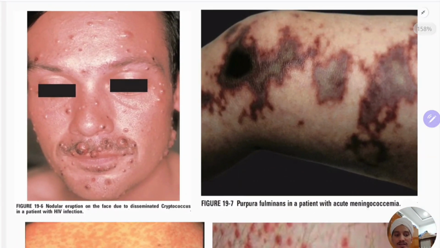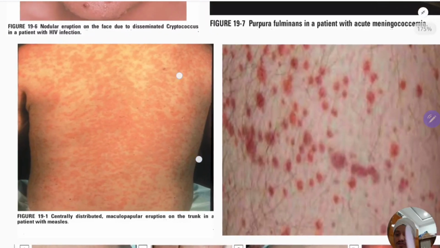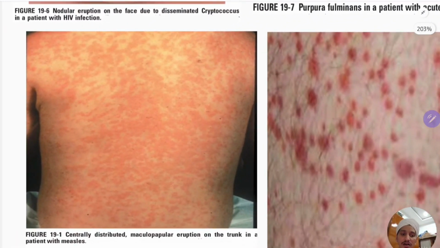So these are nodular lesions on the face of a patient with disseminated cryptococcus infection. Cryptococcal infection usually doesn't occur, remember, it occurs in HIV patients. So having cryptococcus infection means that patient should be screened for HIV. And this is purpura. This is bleeding in the skin. This is purpura fulminans in a patient with acute meningococcemia.